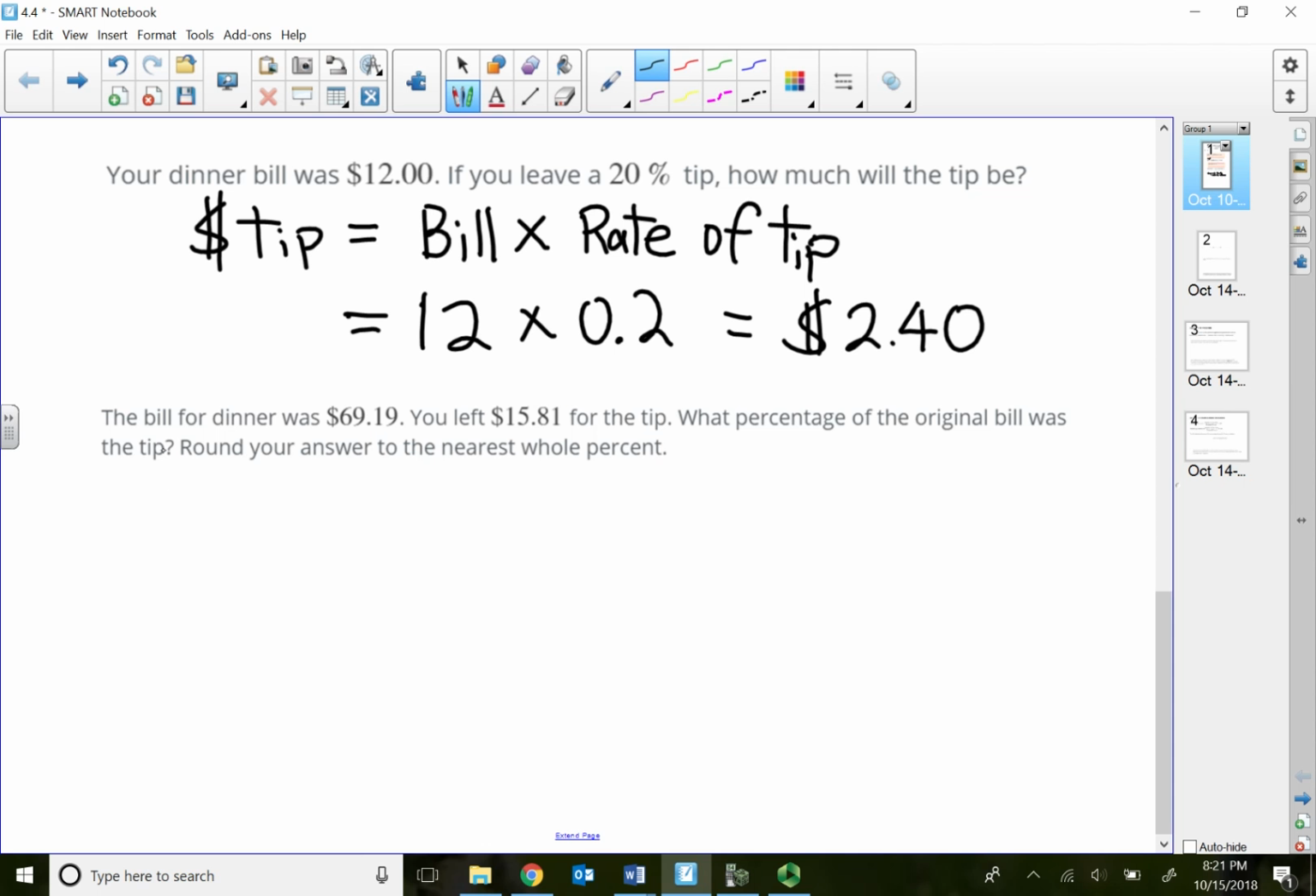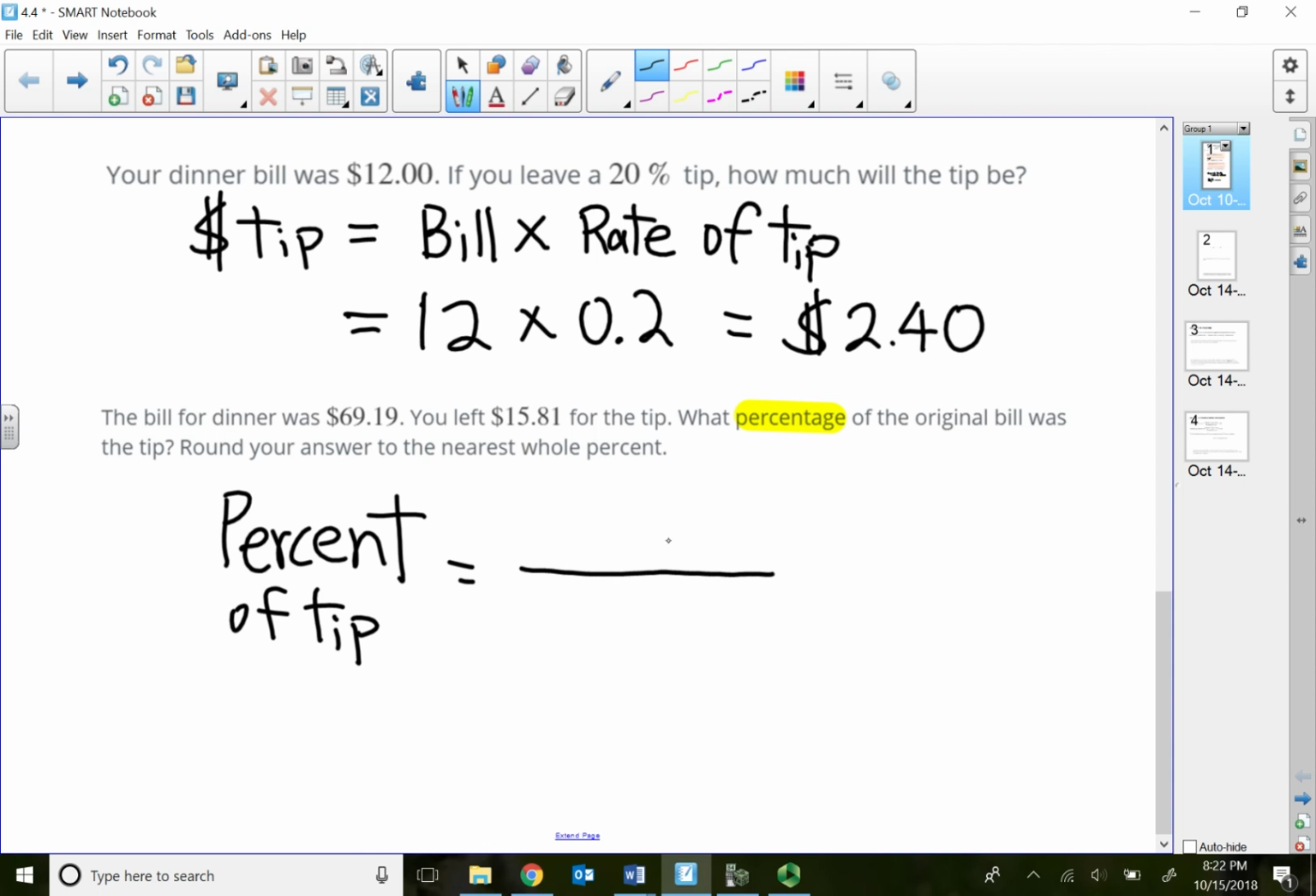Now, this one is a little bit different. The bill for the dinner was $69.19. You left $15.81 for the tip. What percentage of the original bill was the tip? This time I need to find the percent of the tip I left. Round your answer to the nearest whole percent. As you can recall, when we find percent before, percent is a part. This time I want to find a percent of the tip, so my part represents the tip.